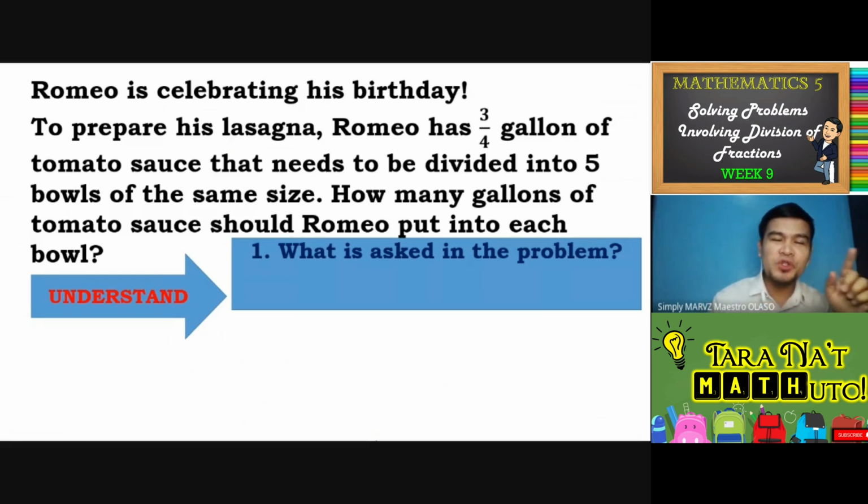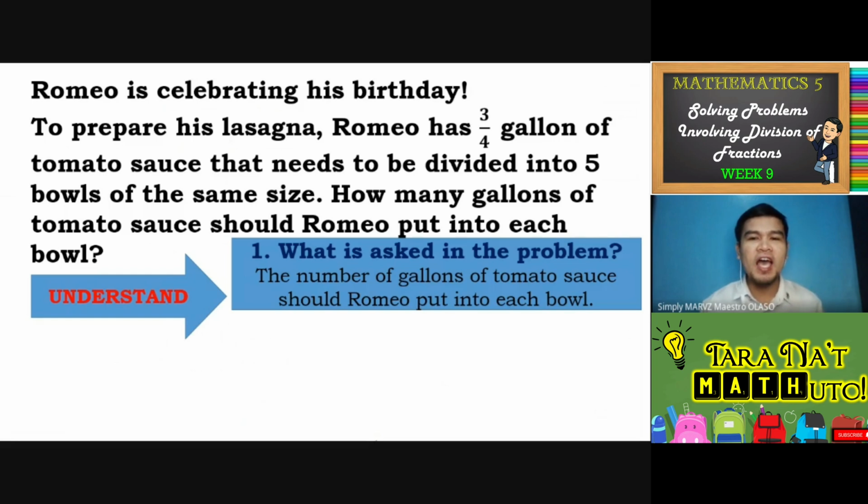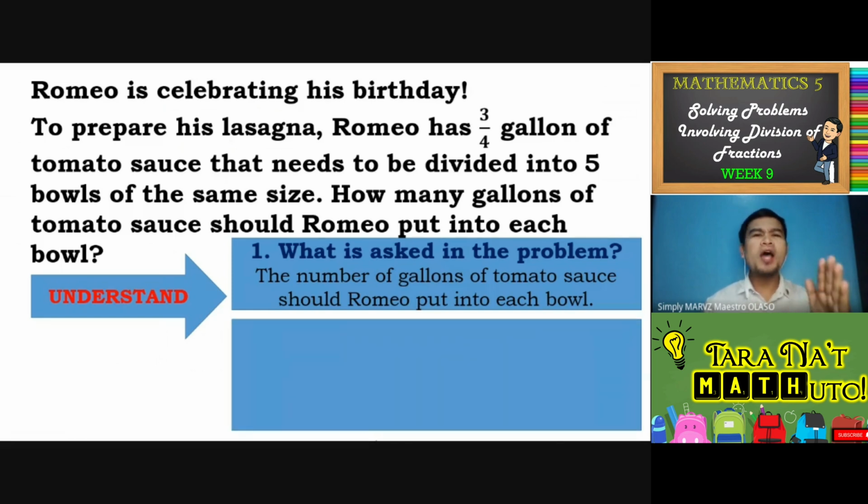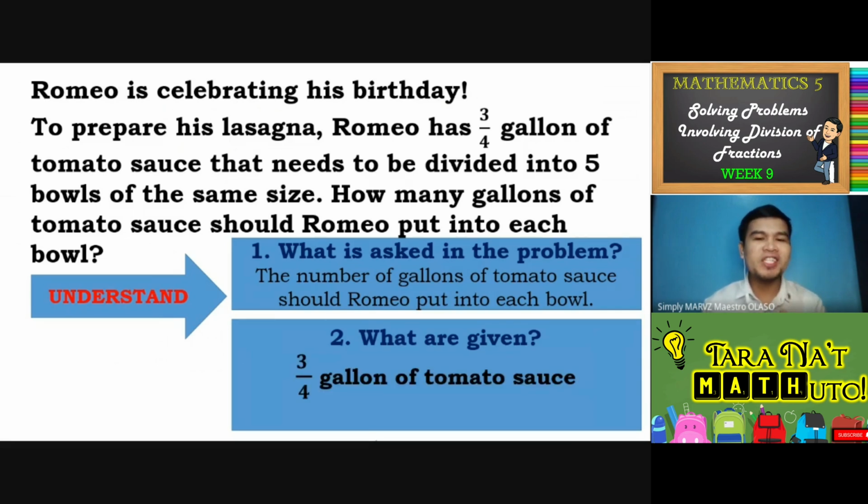Yes, just go to the question, then identify what is being asked. You got it. The number of gallons of tomato sauce Romeo should put into each bowl. That is our number sentence. And what are the given numbers or given facts in the problem? We have 3/4 gallon of tomato sauce and we have also 5 bowls.